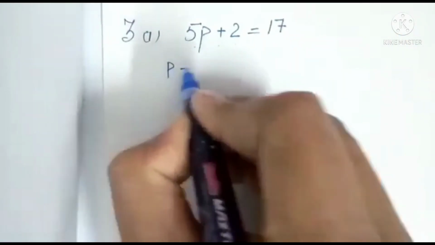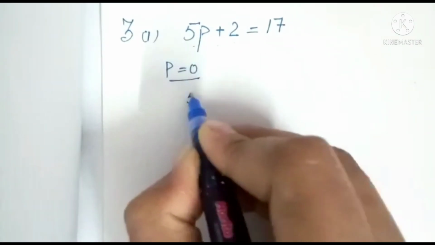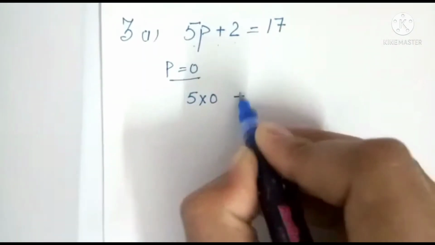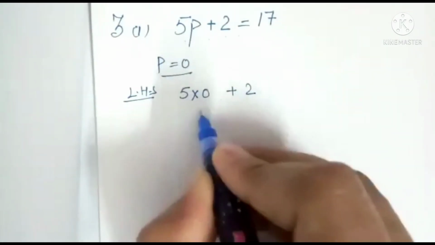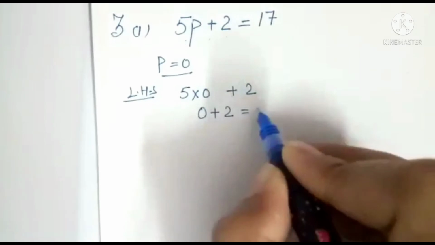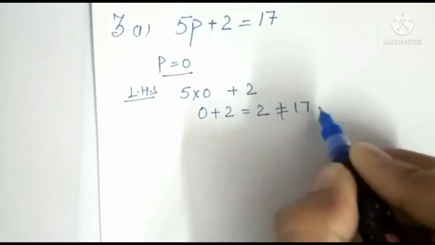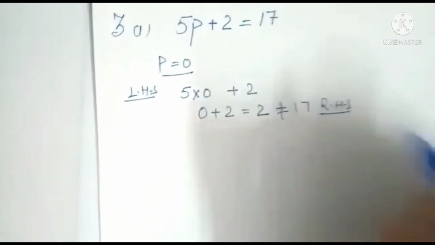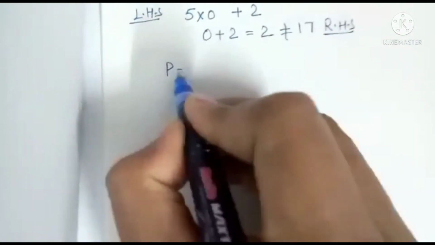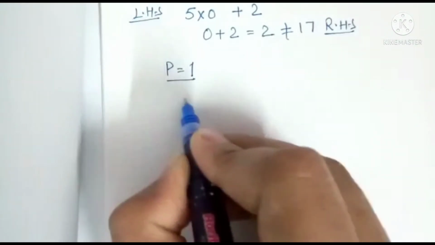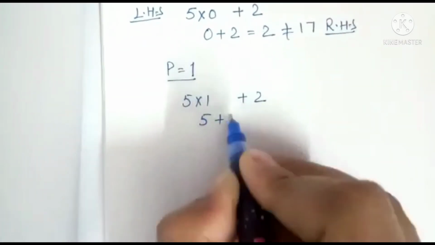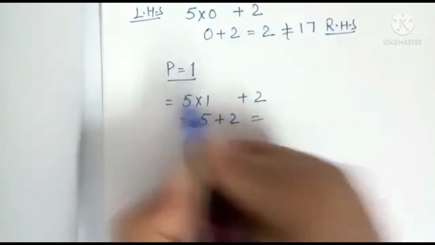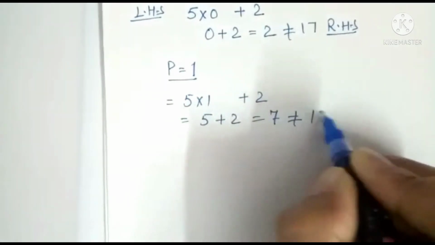So let us start. First I am going to start with p is equal to 0. So 5 multiply 0 plus 2, it is the left hand side. So 5 into 0 it will be 0. 0 plus 2, 2. It is not equal to 17, that is the right hand side. So we will try another, p is equal to 1. So 5 into 1 plus 2, 5 plus 2, that is 7. Again not equal to 17.